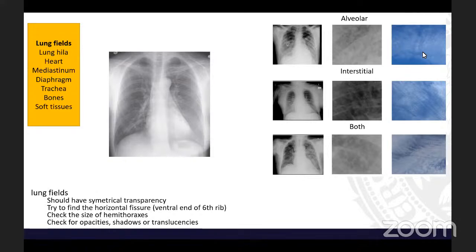You see, it's like that. This is alveolar. That means it's like a hazy thing, like small clouds like that. If it's more linear like that, more lines, it should be interstitial. The problem is that the processes are usually both interstitial and alveolar, so it's usually like that, and you just can't say much.